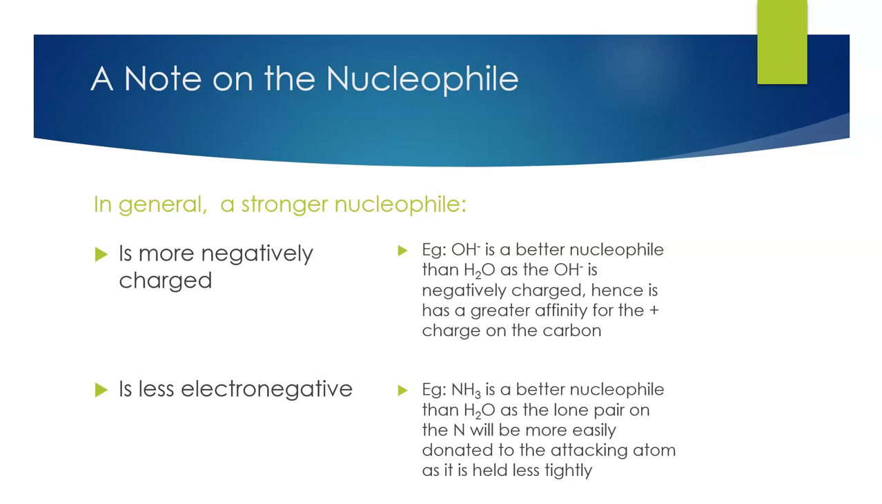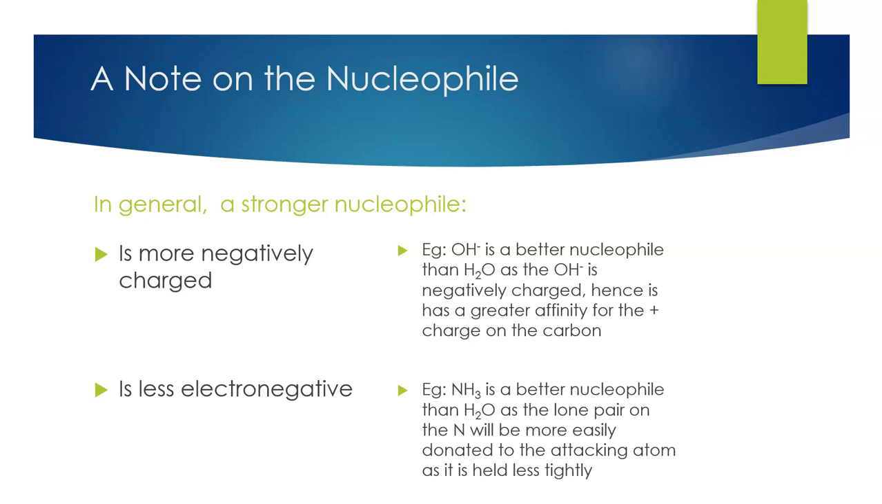In general, when we look at the nucleophiles, a stronger nucleophile will carry a formal negative charge. So OH- is going to be a stronger nucleophile than water or alcohol. OH- is negatively charged, so it has a greater affinity for the positive charge on the carbon. We get partial positive or the formal charge of the carbocation.